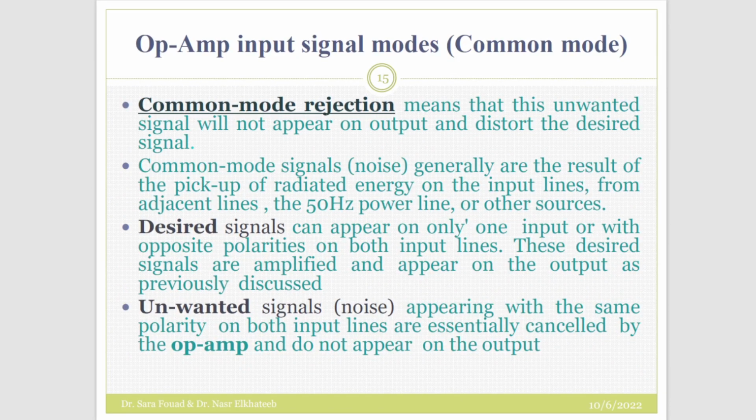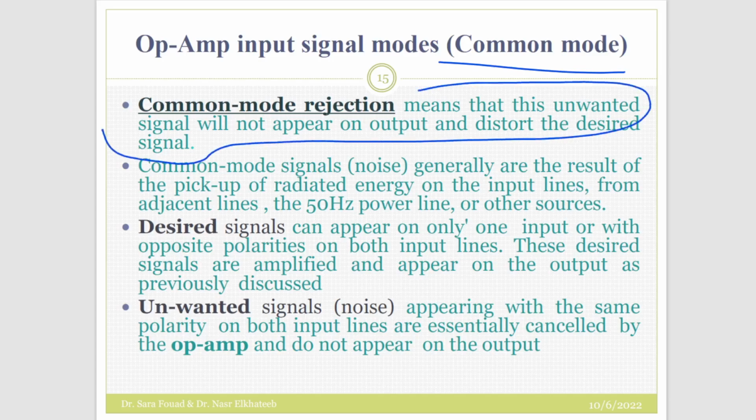Op-amp input signal modes. We have talked about the common mode, so let's see. Common mode rejection means that this unwanted signal will not appear on the output and distort the desired signal. This is a mode in the operational amplifier.